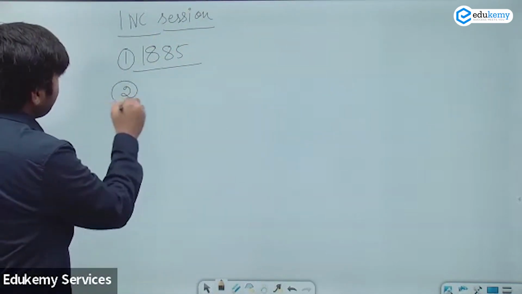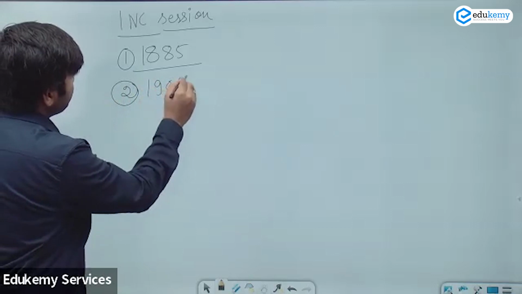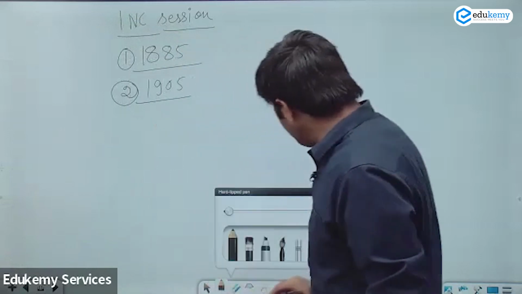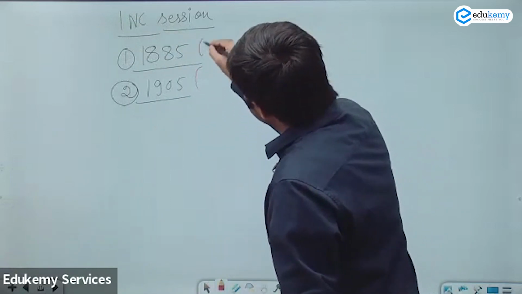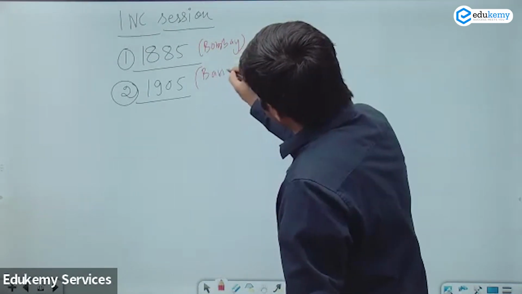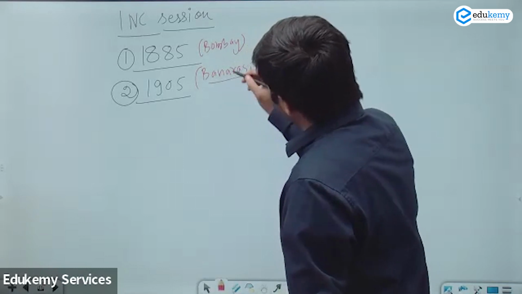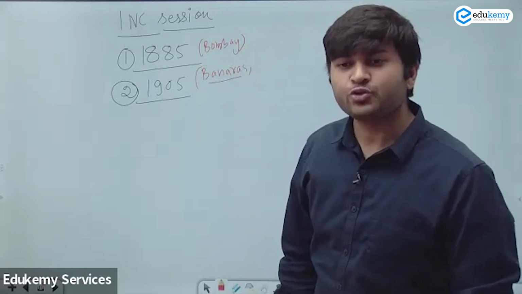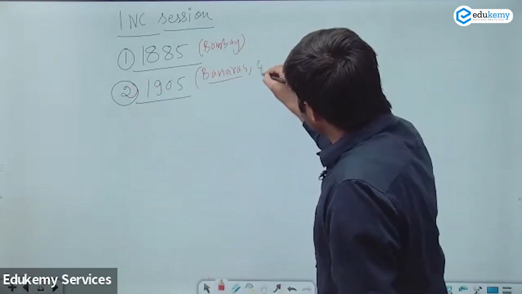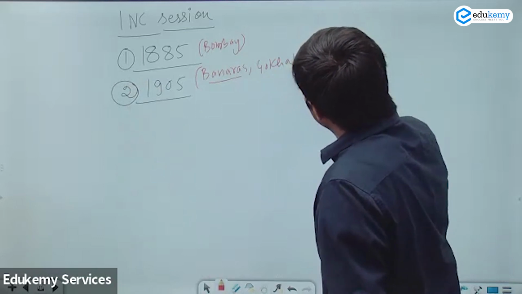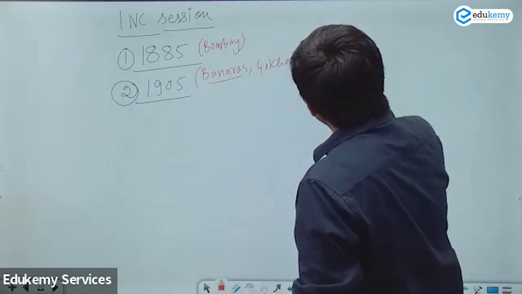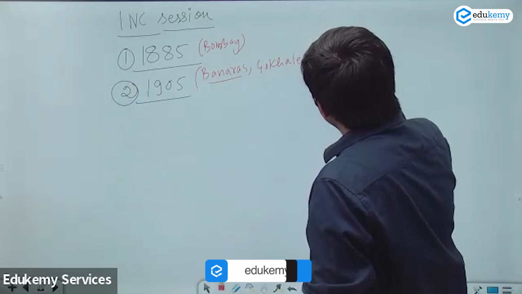Second one is 1905 session. This was taken in the Banaras Congress session. You can write it down. हम लोग भी discuss कर ही लेंगे. This is in Bombay. Banaras Congress session. What happened over here? Swadeshi movement has already started. We will just take 2 to 3 minutes over here. And it was presided by whom? Gokhale presided. You read? Presided over here. What was the agenda? So the agenda was the Swadeshi movement.